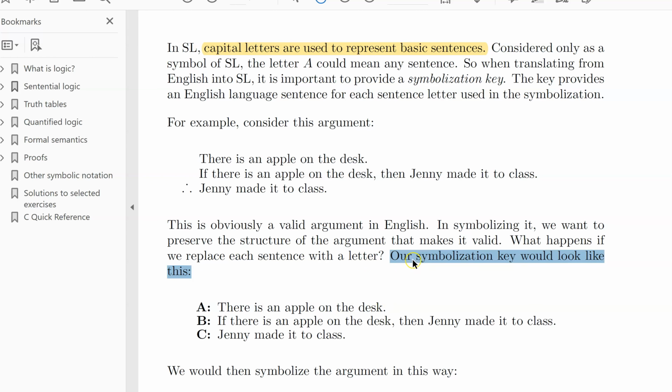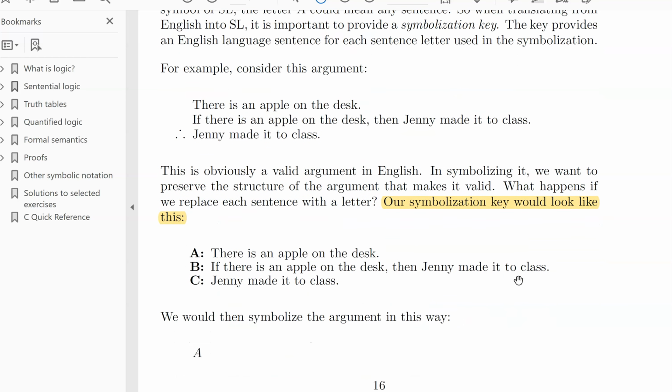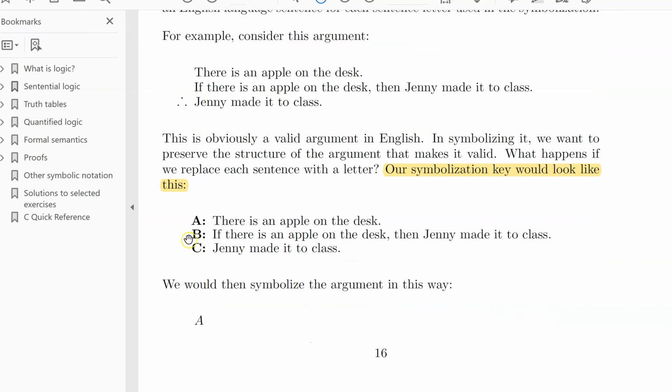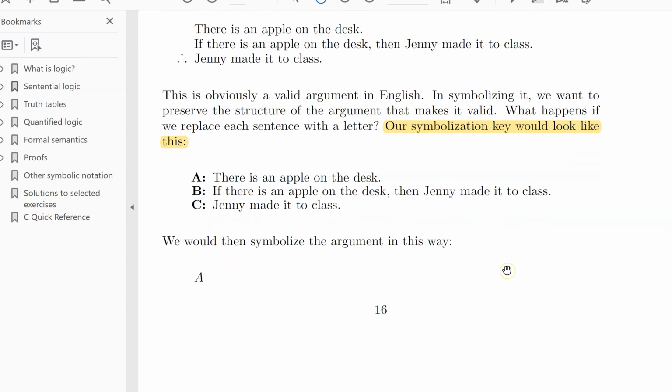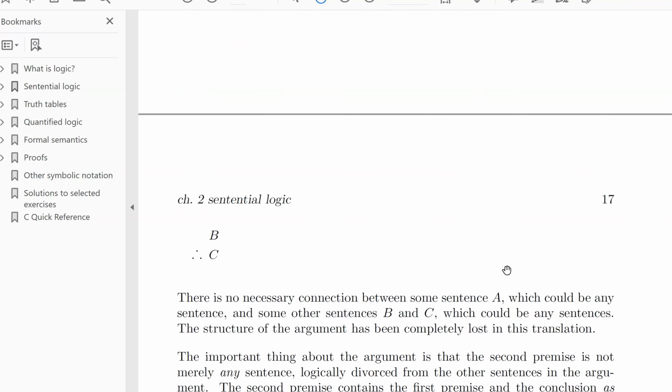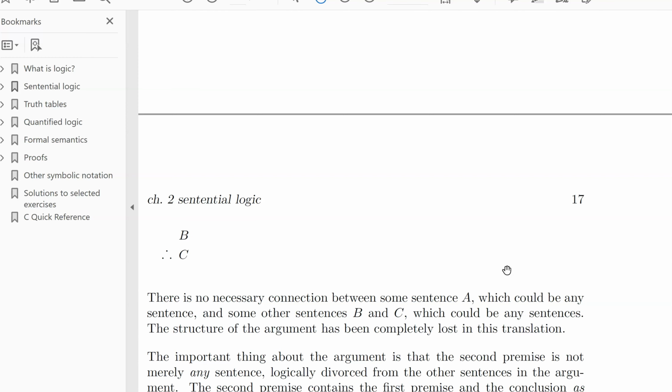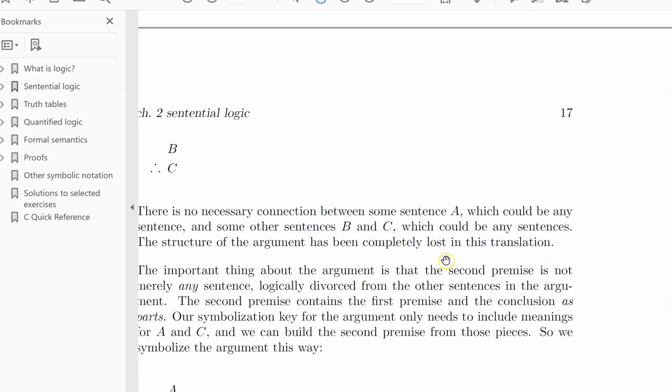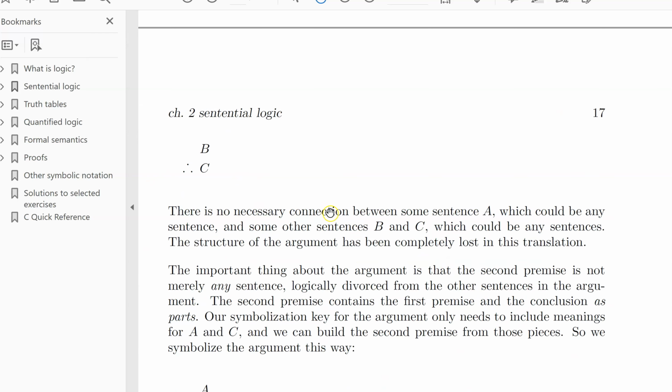Your homework is going to involve making a symbolization key. Or actually, I think I provide one for you. The symbolization key would just look like this. A would stand for there is an apple on the desk. B would stand for if there is an apple on the desk, then Jenny made it to class. And C would stand for Jenny made it to class. So you would then symbolize it just A, sideways, B, conclusion C.